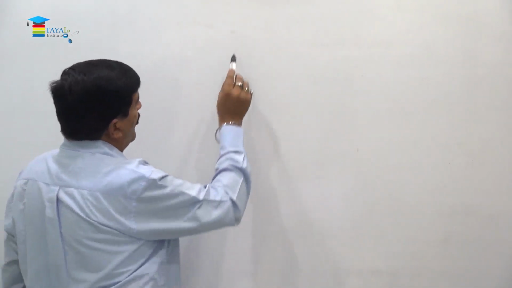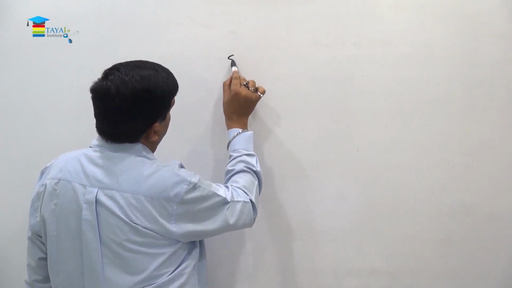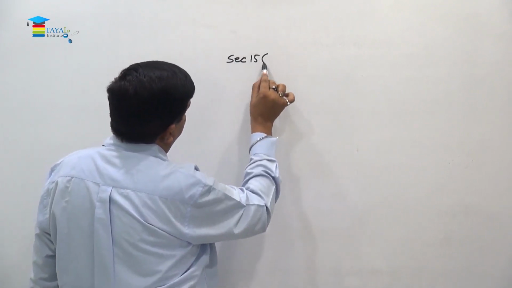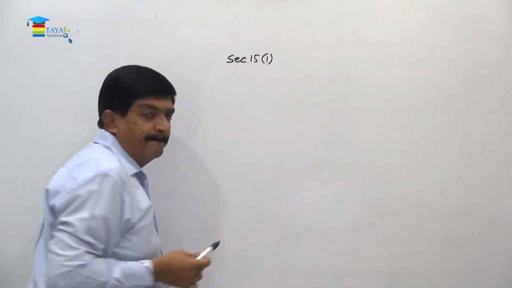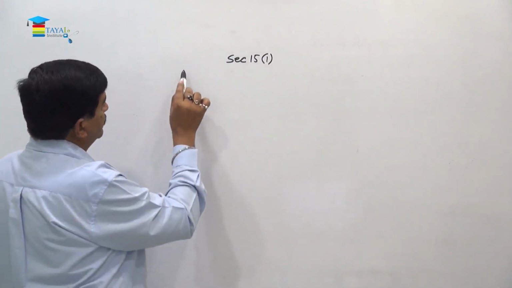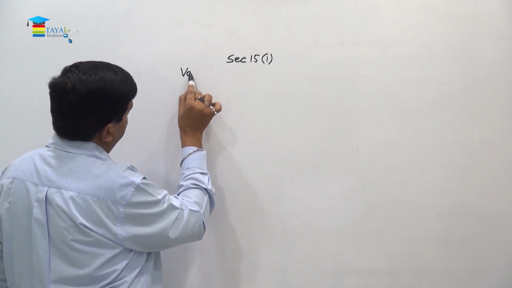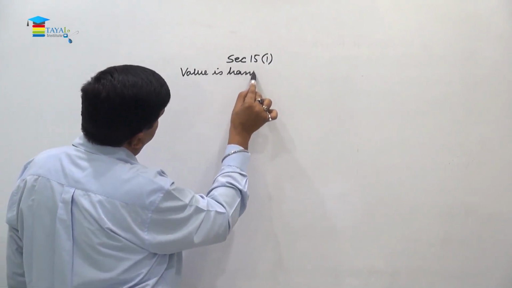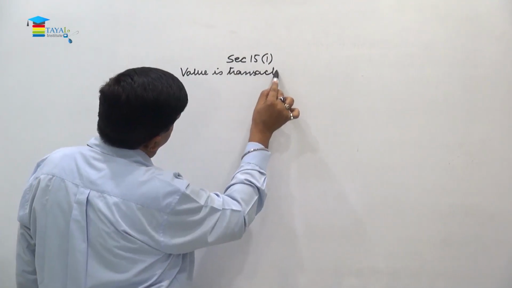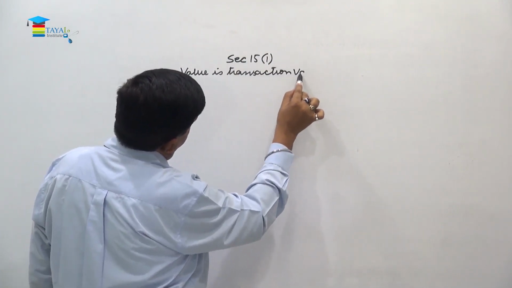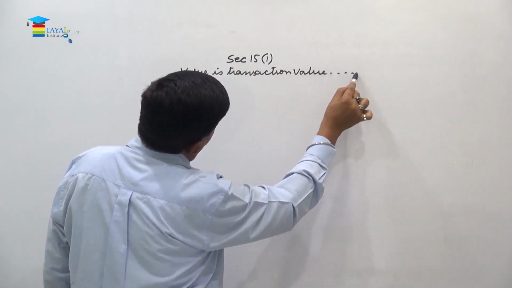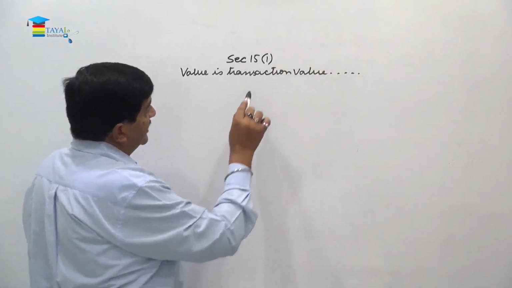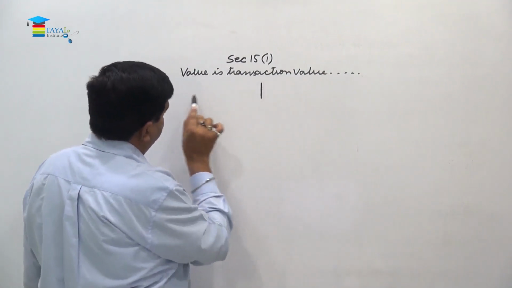So here, section 15, subsection 1. Value is the transaction value, and with whatever we had written earlier. Now there are two more provisions here.